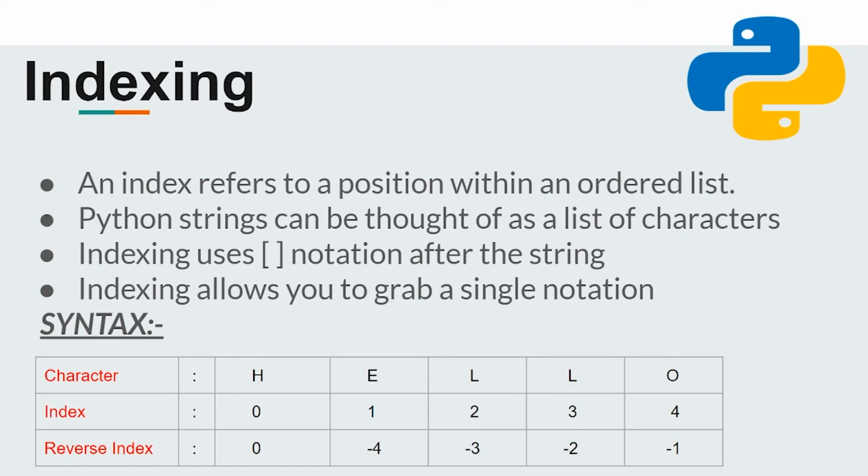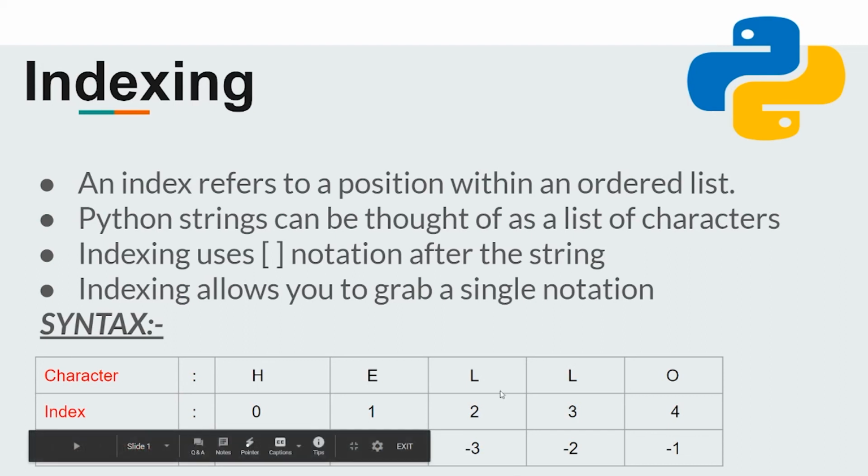Python strings can be thought of as a list of characters. So indexing here uses the square bracket notation after the string. Indexing allows you to grab a single character from the particular string. So here you can see the syntax of indexing.